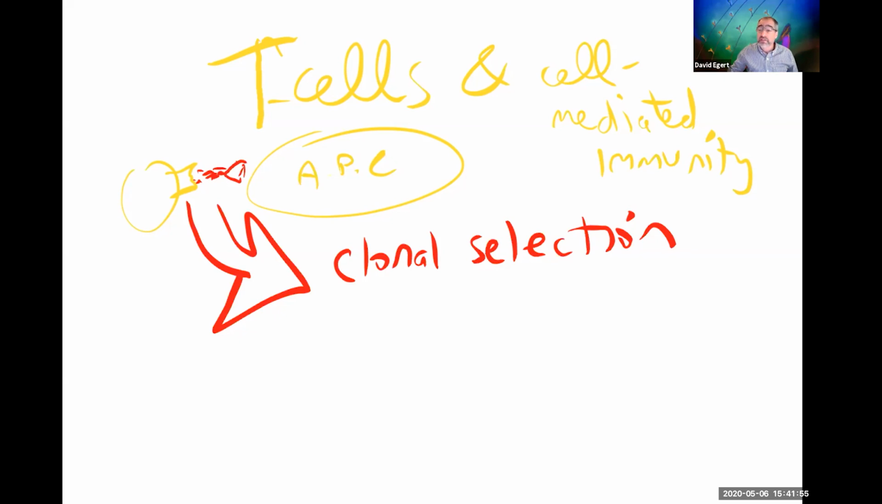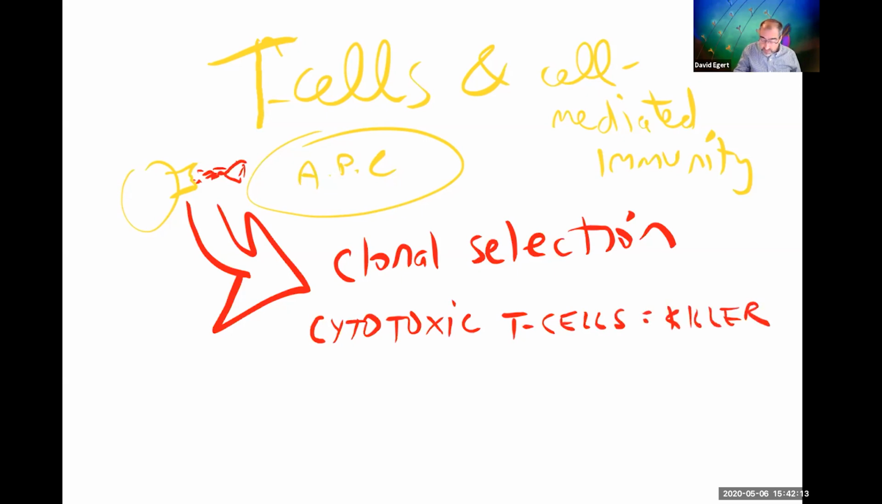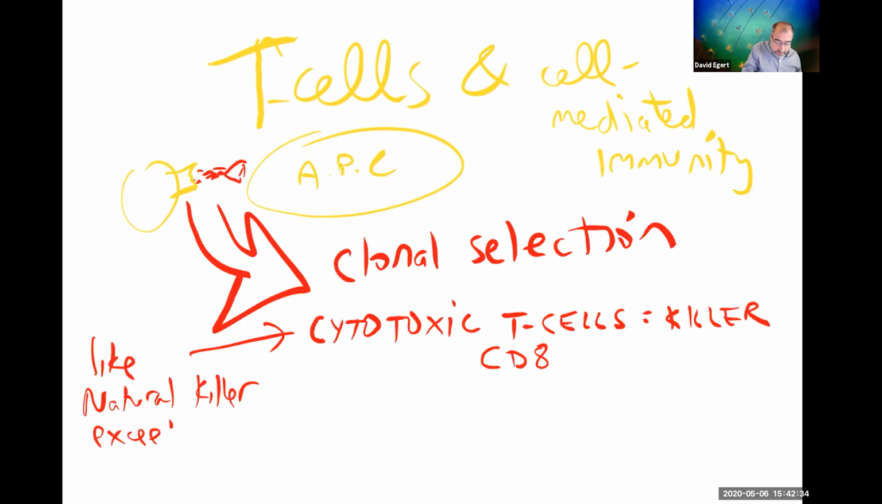Instead of making plasma cells to make antibodies, we're going to be making one kind called cytotoxic T cells. These are also called killer T cells. These are also called CD8 cells, for cluster of differentiation 8. So cytotoxics, and these are basically like the natural killers, except they look for specific antigen.